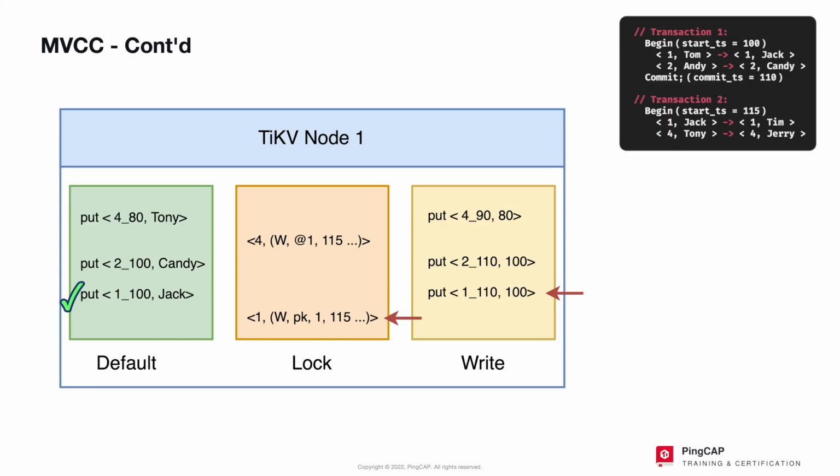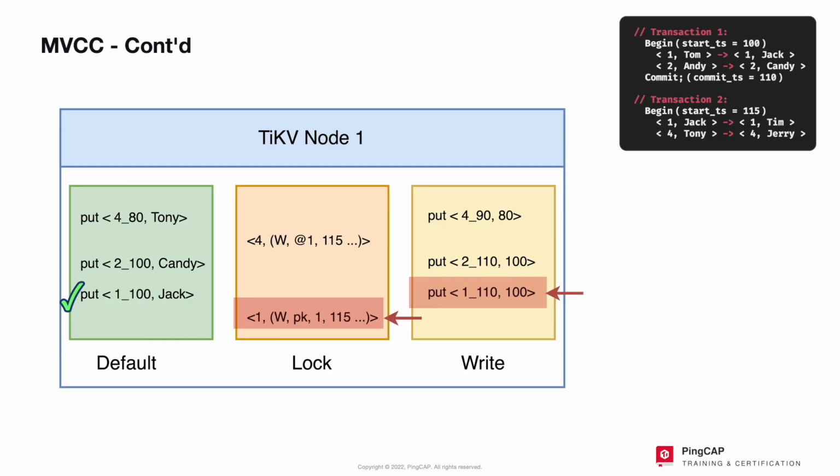So, how does the MVCC mechanism work? When the TSO is 120, that is start_TS equals 120, we start a query with the values of key equals 1, key equals 2, and key equals 4. First, we have two pointers to scan in the write and lock column families. In the write column family, we scan key equals 1_110, the user key equals 1, and the commit timestamp is 110. And in the lock column family, we also see key equals 1. This lock is obviously an uncommitted transaction. Yes, we ignore it.